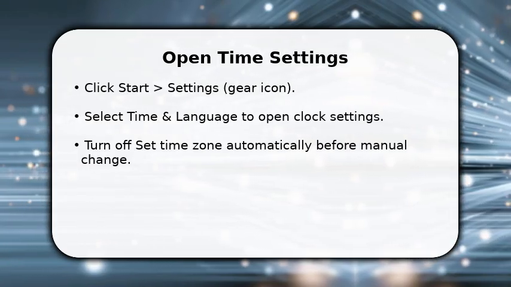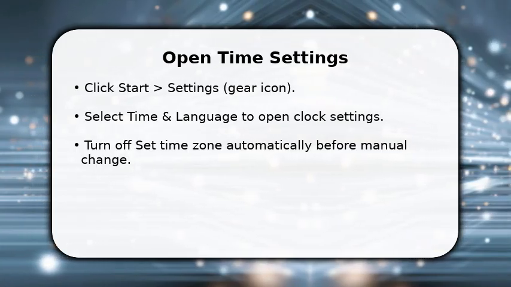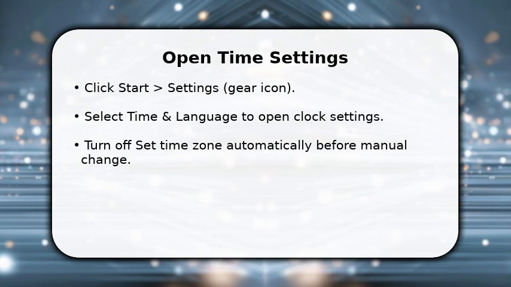This first step unlocks the controls you need and prevents the OS from immediately overriding your manual choice, which is why we disable automatic mode before picking a zone.